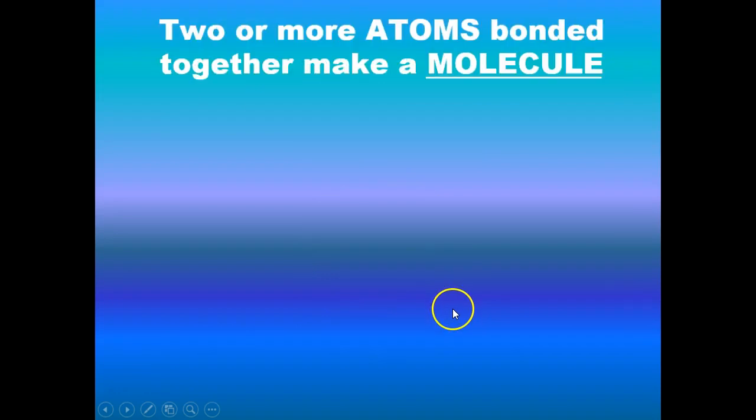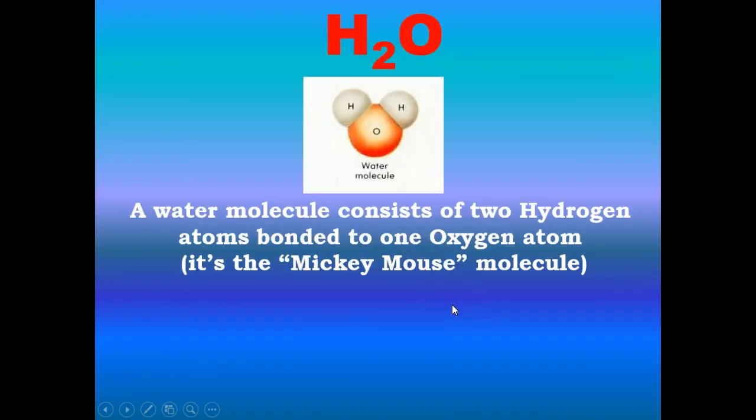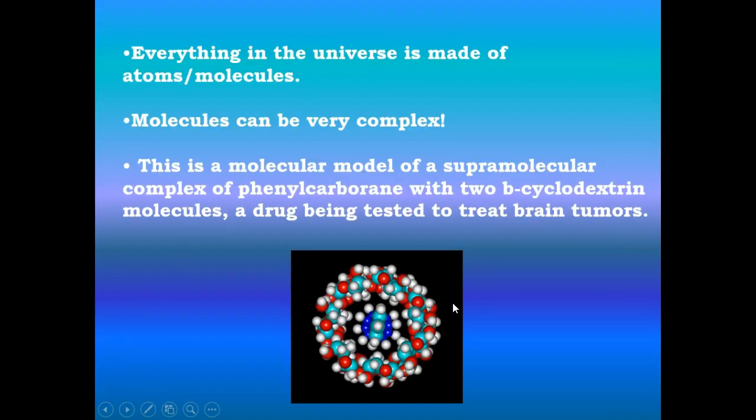Two or more atoms bonded together make a molecule, kind of like what we looked at with water, and it looks kind of like Mickey Mouse. So a water molecule does take up space and has mass. Everything in the universe is made up of atoms and molecules. That's what chemistry is. We're looking at the atoms and molecules and how they react with things. Molecules can be very complex.